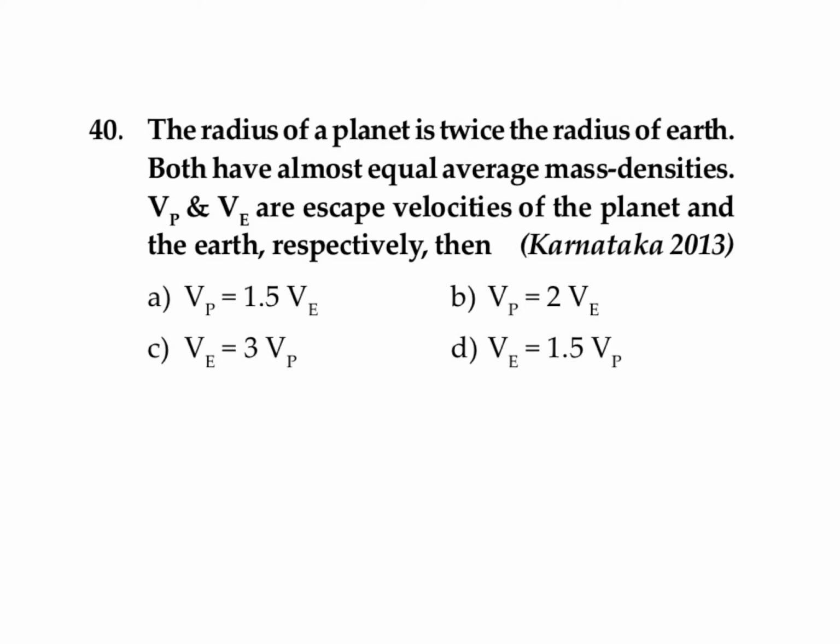The radius of a planet is twice the radius of Earth. Both have almost equal average mass densities. Vp and Ve are escape velocities of planet and Earth respectively. Then our aim is to find out what the relation between them is. So we are comparing a planet and Earth.